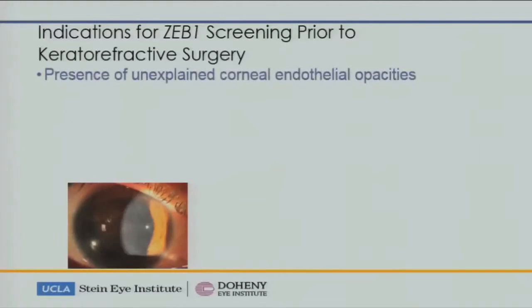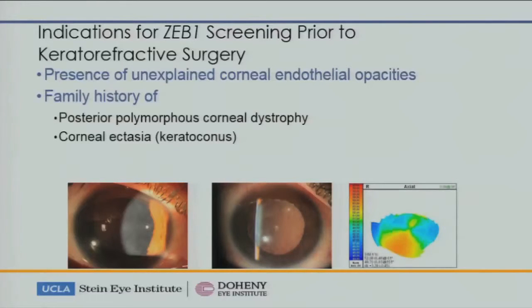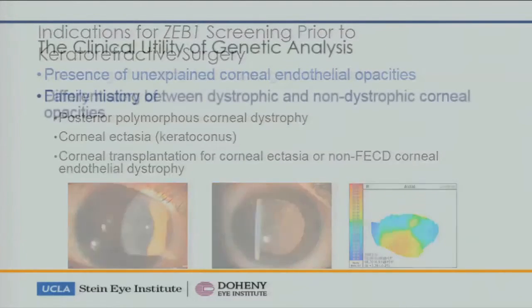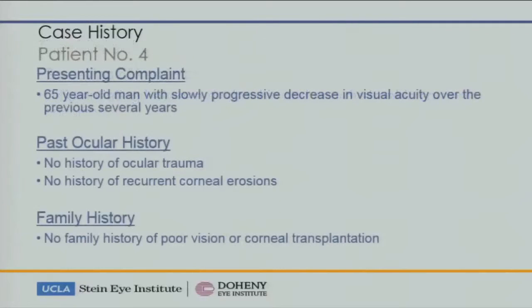So indications for screening the ZEB1 gene: the presence of unexplained corneal endothelial opacities, family history of this condition, corneal ectasia, or corneal transplantation for ectasia or non-Fuchs corneal endothelial dystrophy. Again, if it's not clear what's going on, with abnormal endothelial changes, you should do genetic testing. So now, differentiating between dystrophic and non-dystrophic corneal opacities.